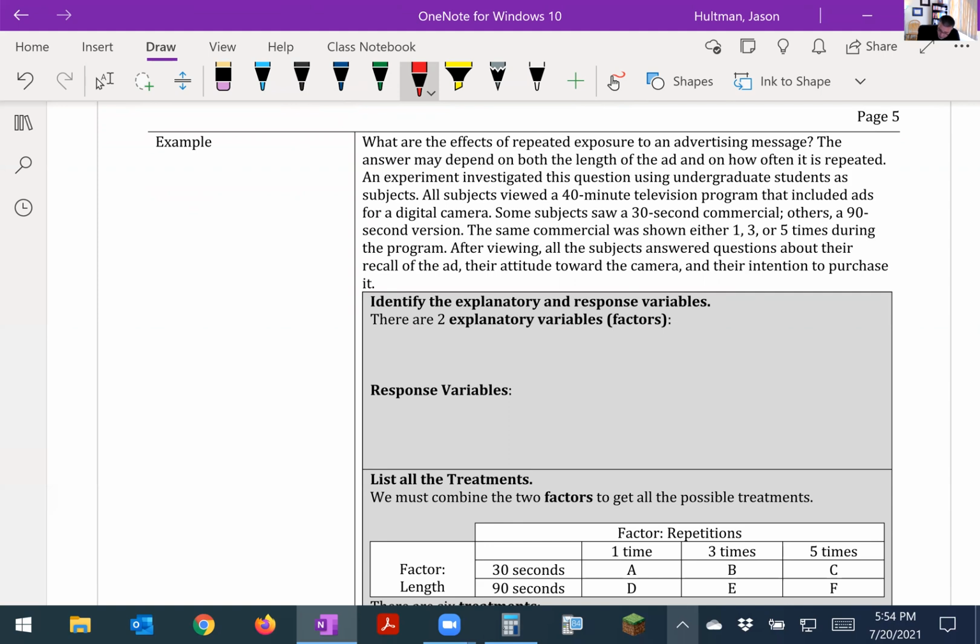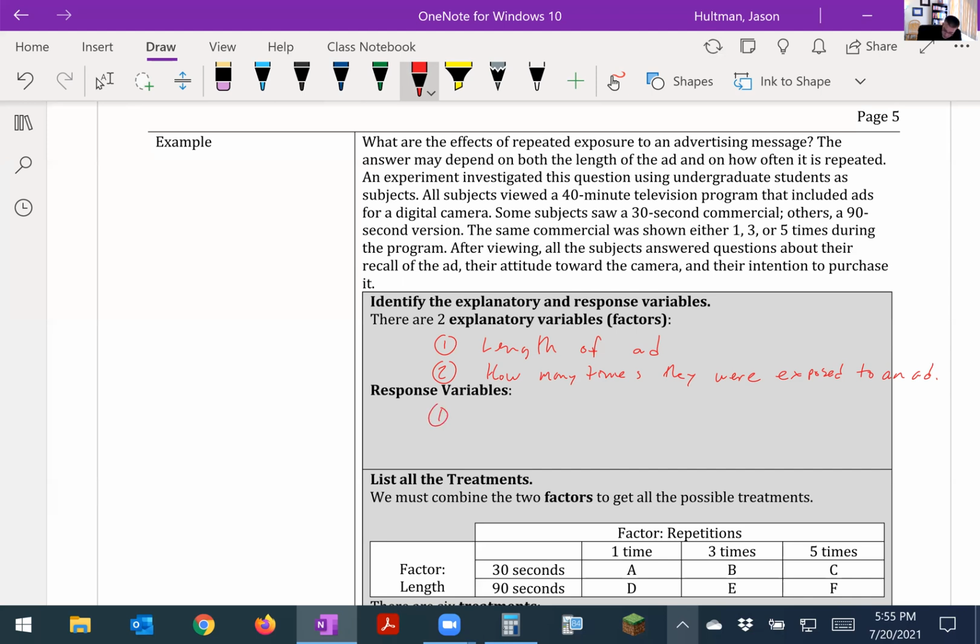After viewing, all the subjects answered questions about the recall of the ad, their attitude toward the camera, and their intention to purchase it. Okay, so identify the explanatory and response variables. There are 2 explanatory variables. So 1, what are we varying? Well, we're varying the length of the ad that they saw, and 2, we're varying how many times they saw it, or how many times they were exposed. We could call it the exposure rate, how many times they were exposed to an ad.